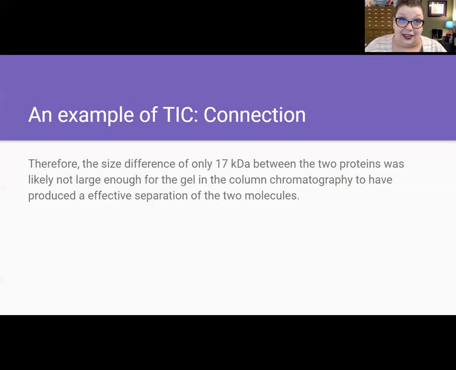So let's take a look at this example. Therefore, the size difference of only 17 kDa between the two proteins was likely not large enough for the gel in the column chromatography to have produced an effective separation of the two molecules. Makes sense? Explains how this source information, the information from your lab, or I guess from the question, supports that thesis or that topic sentence.